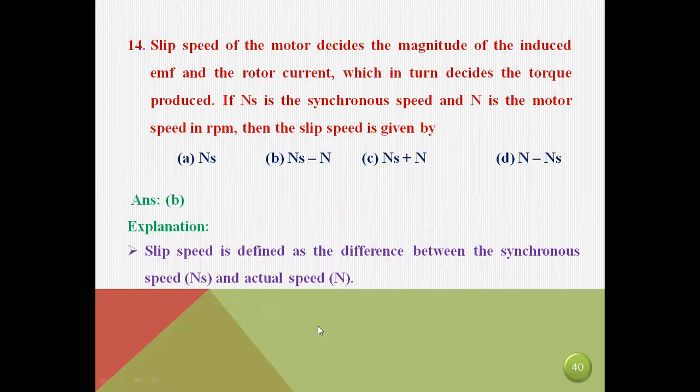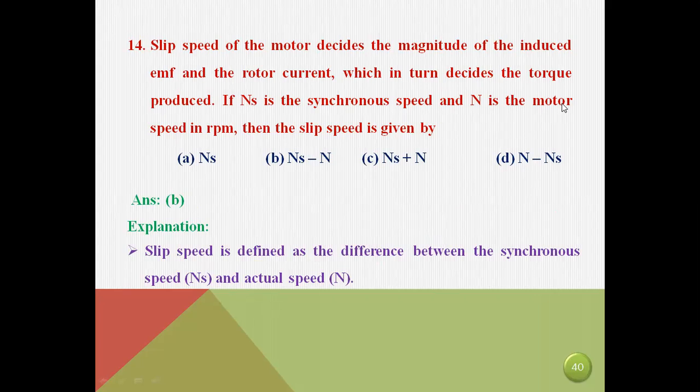Next is a question like: the slip speed of the motor decides the magnitude of the induced EMF and the rotor current, which in turn decides the torque produced. If Ns is the synchronous speed and N is the rotor speed. If they do not specify, we still take the same thing: Ns for the synchronous speed and N for the rotor speed.